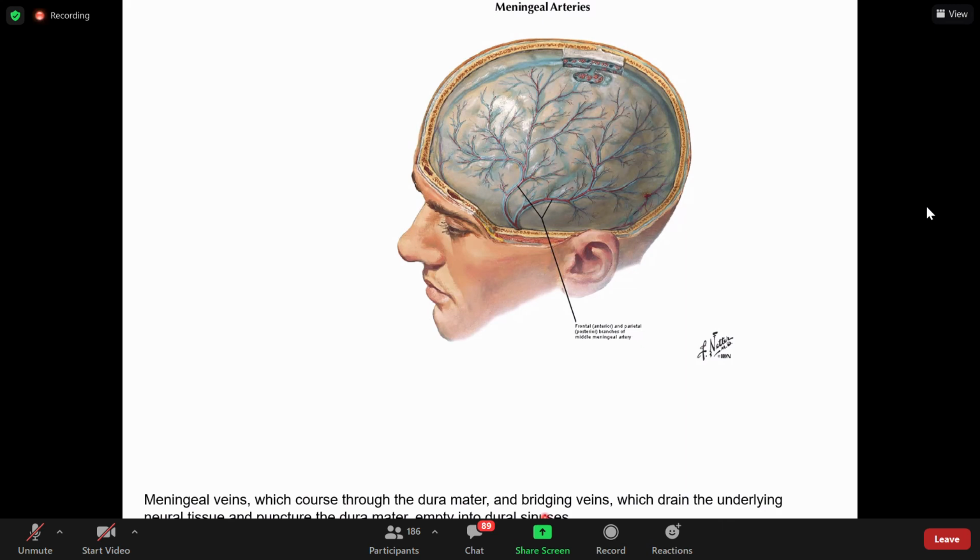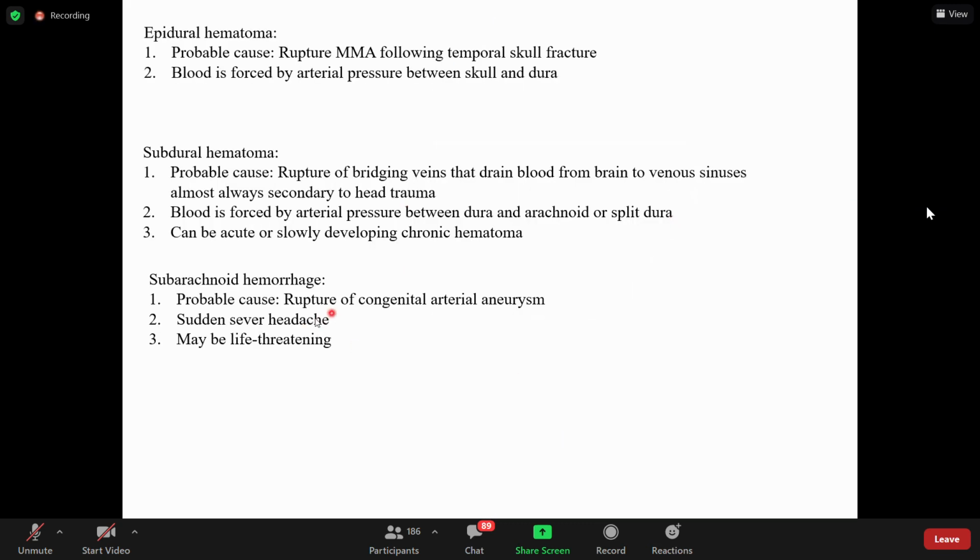And sometimes you might actually have bleeding underneath the arachnoid, and mostly that is caused by rupture of a congenital arterial aneurysm. This is very dangerous. This is very life-threatening. The patient will come to you complaining of severe headaches, and an MRI or CT scan will show blood in the subarachnoid space, putting pressure on the brain.